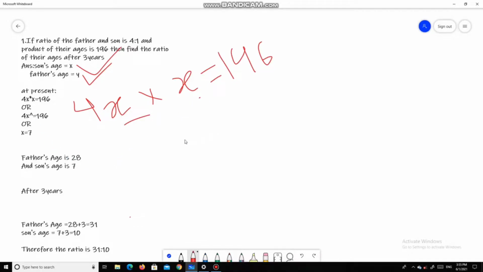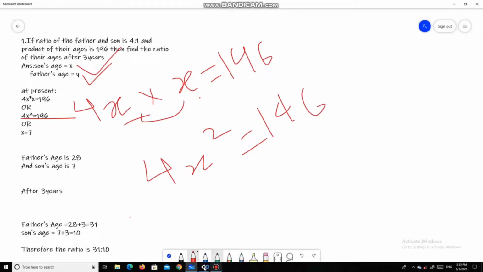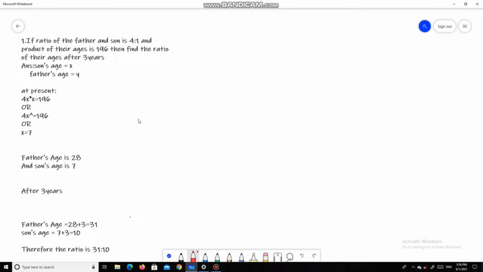Okay, or we can write it in this form, meaning x multiplied by x is equal to x square. We can also write it in this form, but how that x is equal to 7 came, I will show you now. Wait a second. Okay, now how this 7 came here, I will tell you.